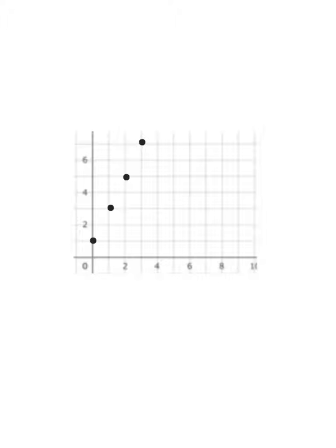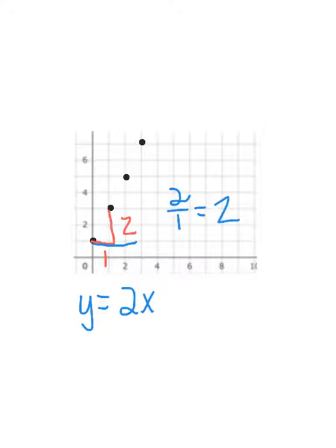So first thing I can do is I don't have to make a table to find the rule. From our last lesson, we know that I can pick 2 points and I can draw my growth triangle. So my growth triangle, I went over 1 and I went up 2. And remember that this bar right here can be my fraction bar. So my rule would be 2x, because we know that 2 over 1 equals 2.